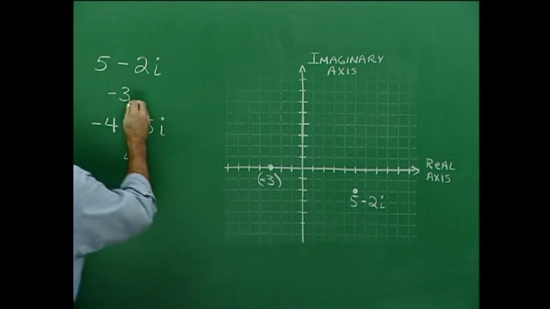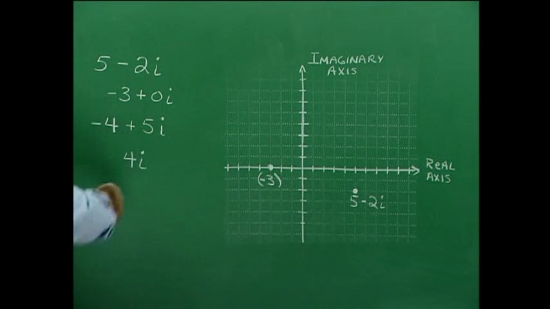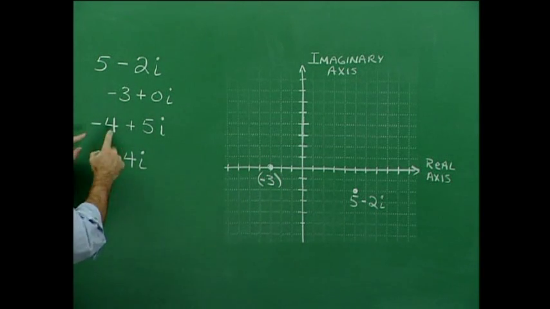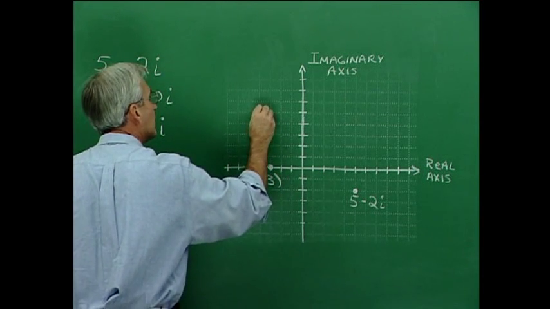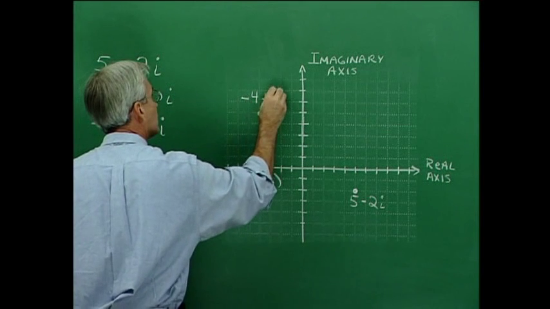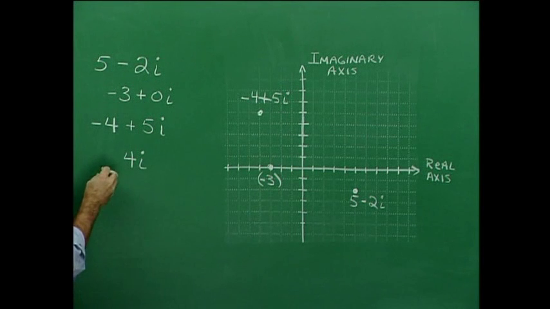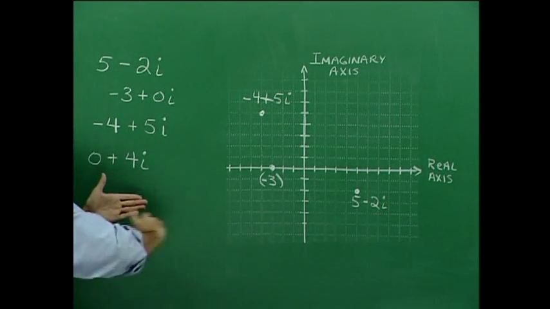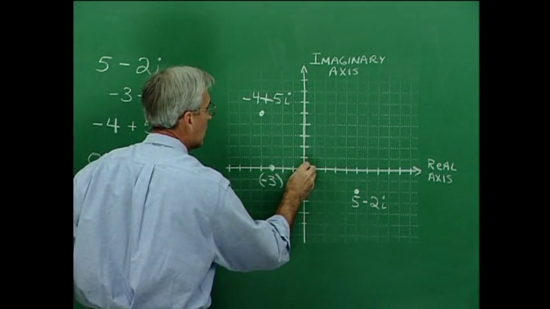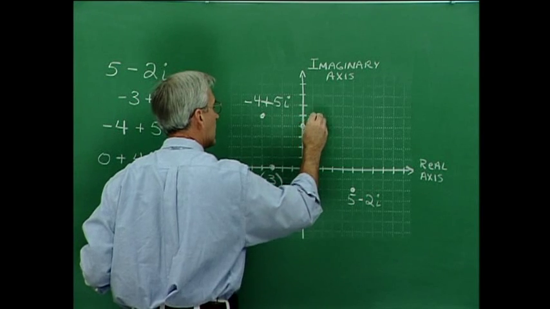And for emphasis, I might say this is negative 3 plus 0i. So that means we go no distance on the imaginary axis. Negative 4 plus 5i, as expected. Let's see, negative 1, 2, 3, 4, plus 5i, 1, 2, 3, 4, 5. Negative 4 plus 5i. And the point 4i means there is no real part, or the real part is equal to 0 here. So it's 0 plus 4i. So this 0 means we move no distance left and right, we just move up 4 on the imaginary axis. So here's the point 4i.